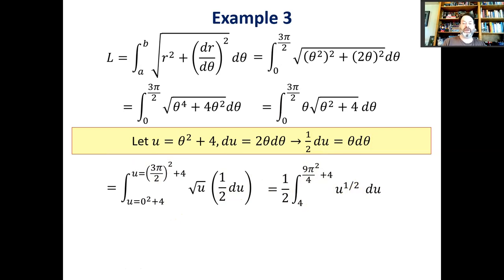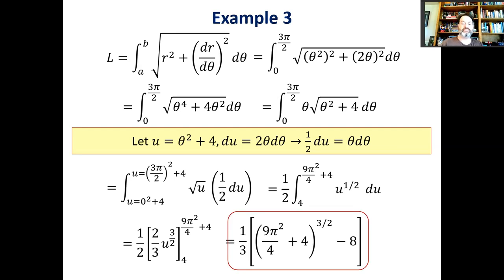So we're ready to do the integral. So you get 2/3 u^(3/2) with the bounds from 4 to that 9π²/4 plus 4. Plug in the upper and lower bound. You do not simplify this, just leave it the way it is. This is considered simplified. Even though it looks really ugly, at least we're able to do the integral, right? It doesn't have to be pretty.